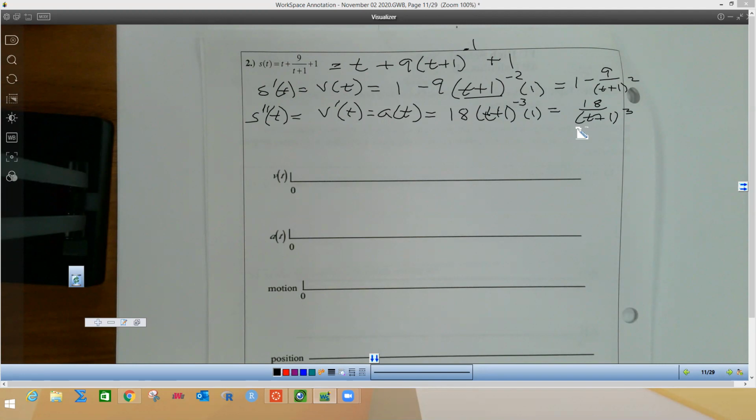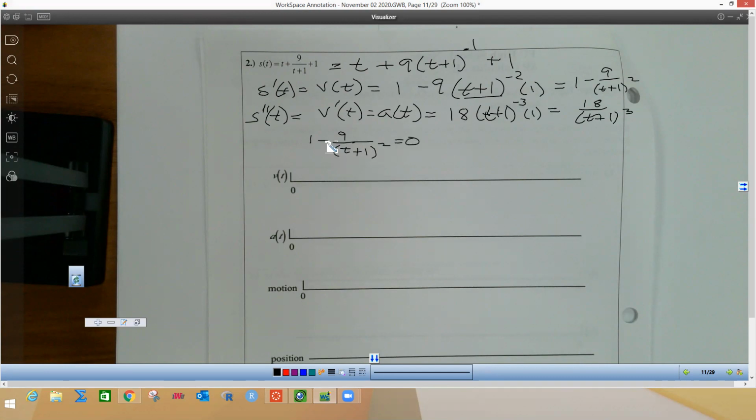So the first thing we want to do is tell when the object stops. So does anybody know when the object stops? What's velocity got to be for an object to be stopped? 0. So I'm going to take this function right here and set it equal to 0, the velocity function, set it equal to 0 to find out when this thing stops.